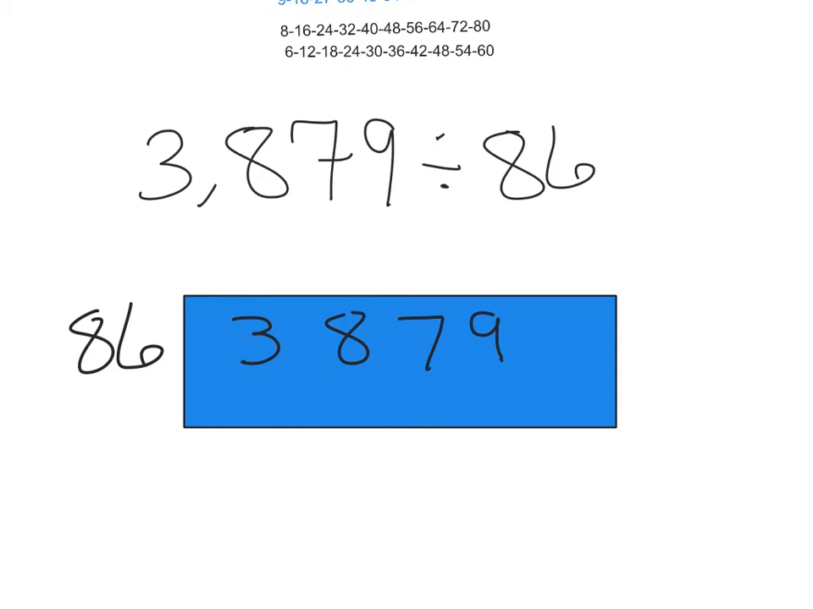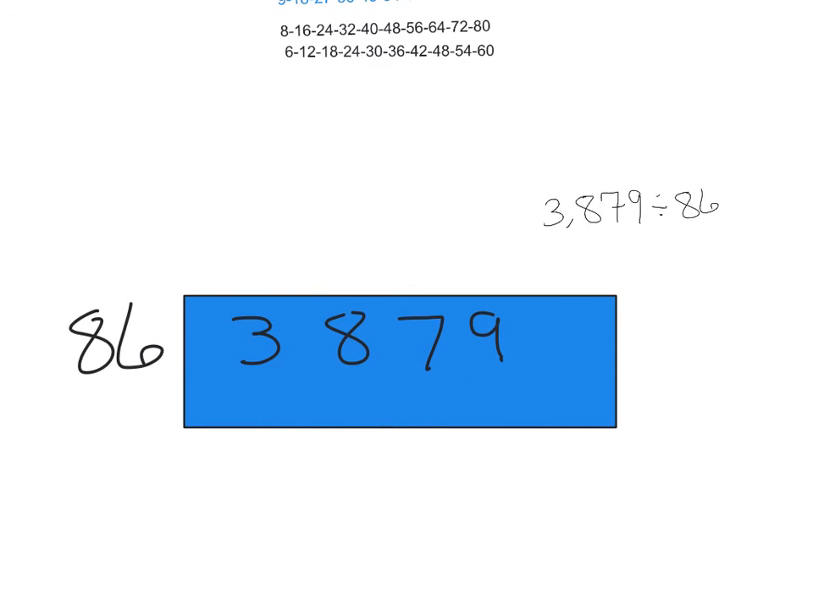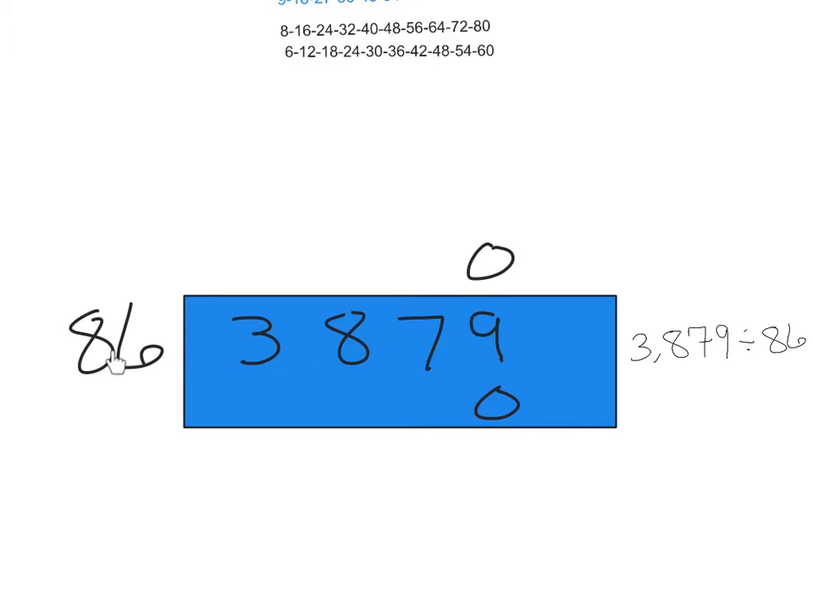And I'm looking at how many times 86 will go into 3,879. So first I want to shrink this and put it over here. And then I'm going to look at how many times 86 can go in here. It cannot fit into 3, it cannot fit into 38, but it can fit into 387. So I'm going to put a place value holder of a 0 right here. And then 0 times 86 will give me a 0 right here. And now I am ready to start looking for how many times 86 can go into the 387.